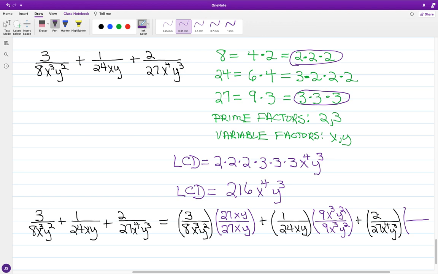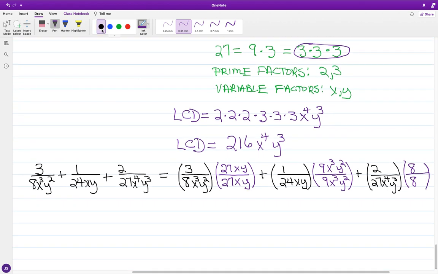And what's going to happen here, if I take 27 into 216, that will go 8 times. And if you notice, we have x to the 4th already present. X to the 4th into itself is once. Y cubed into itself is once. So the last ratio had to be multiplied by 1 only with 8 over itself.